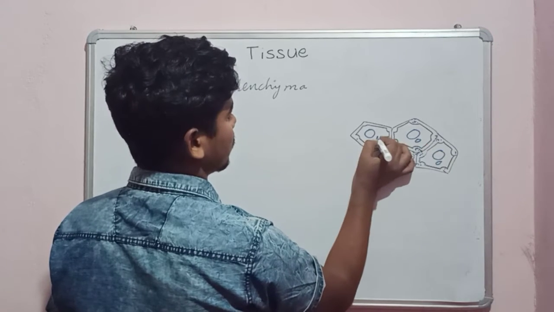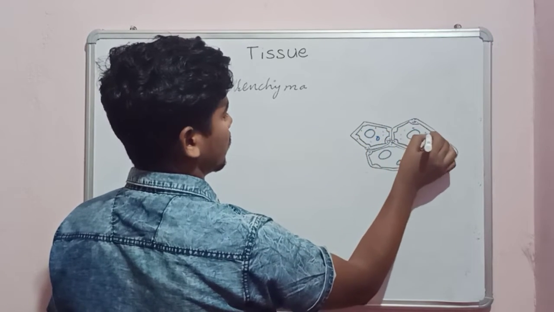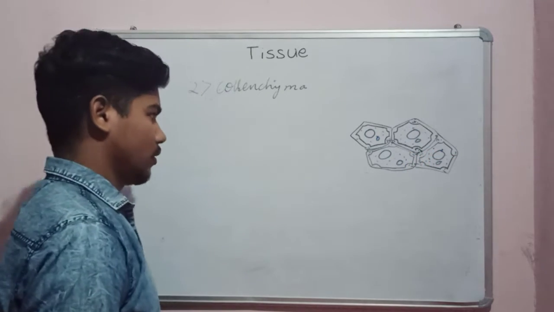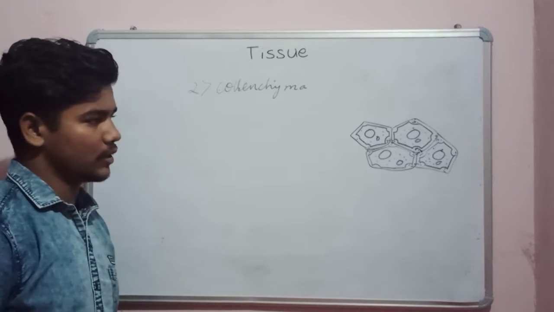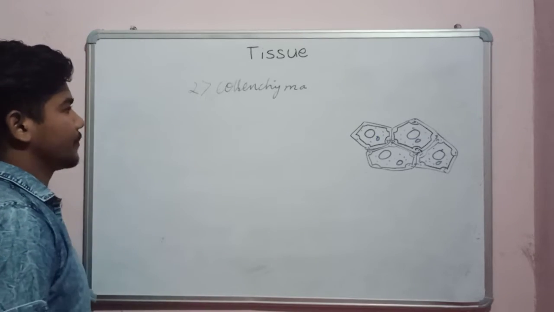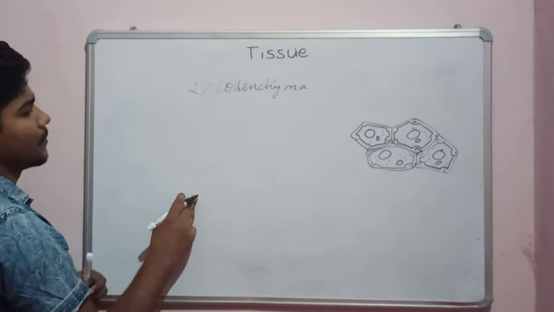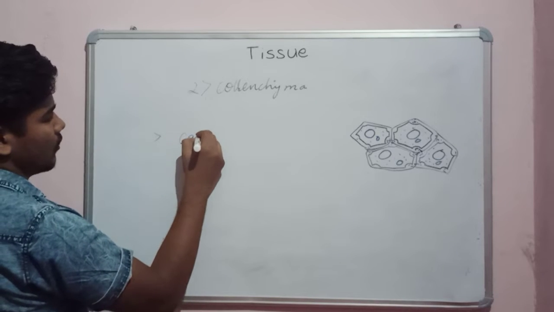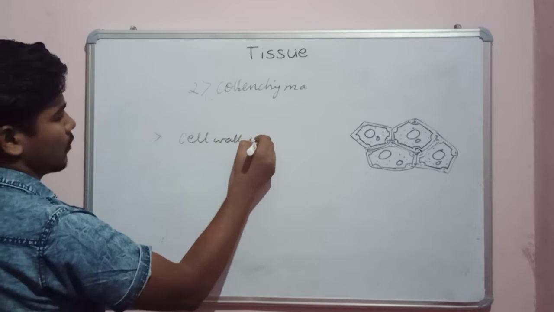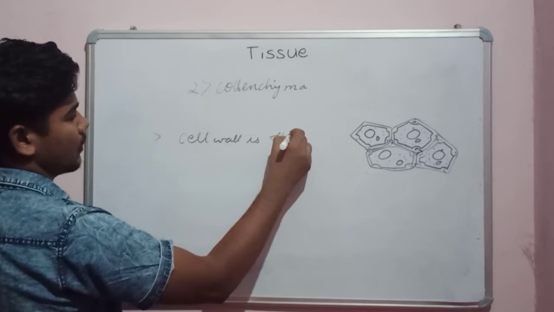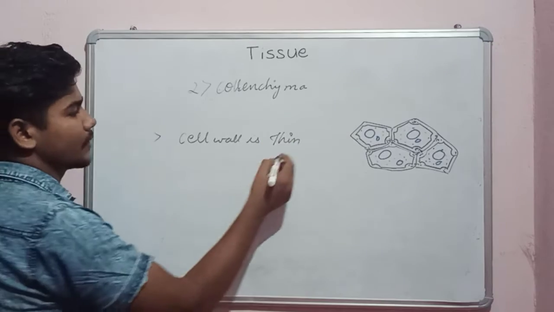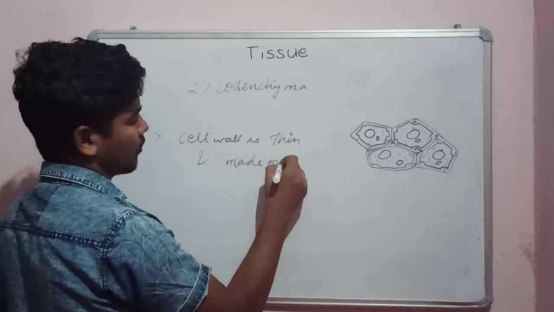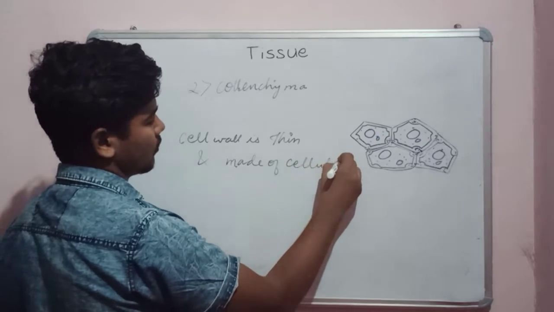Nucleus and vacuole. This is the collenchyma tissue. Now after seeing this diagram, we can write its cell wall, as in parenchyma, is made of cellulose.